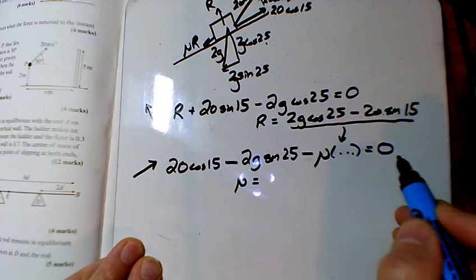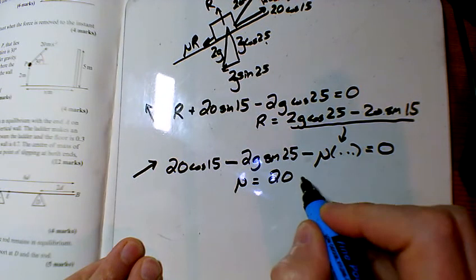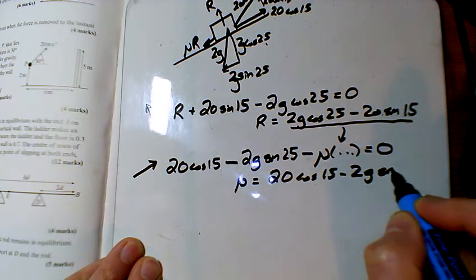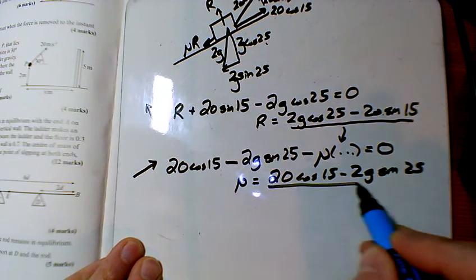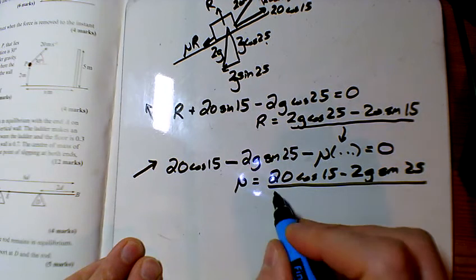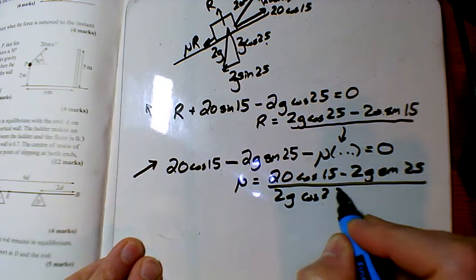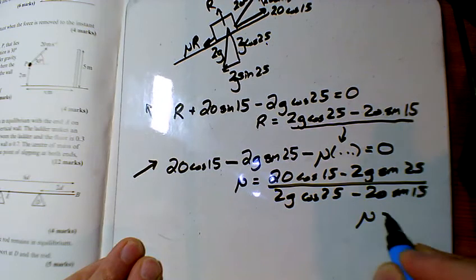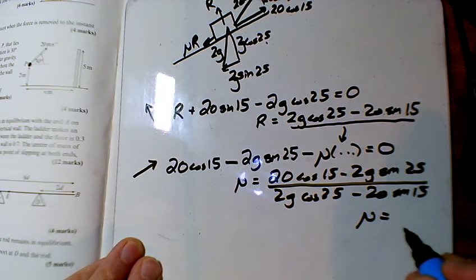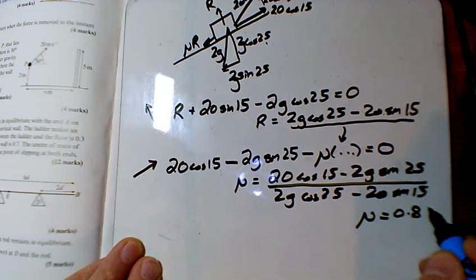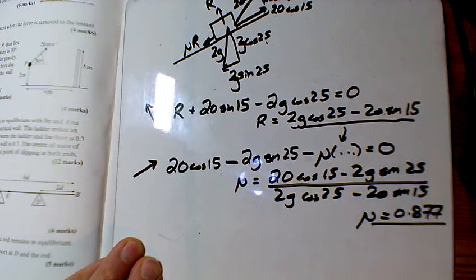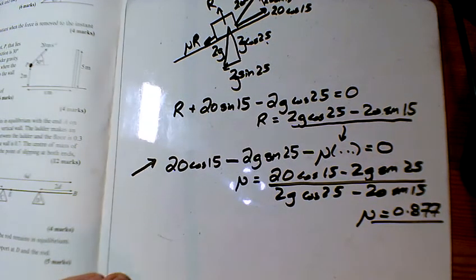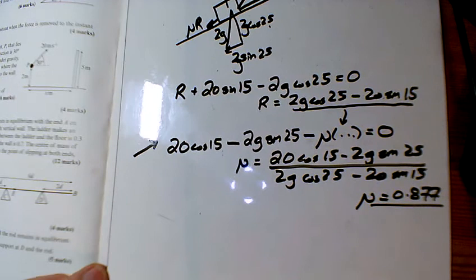If I add all of that to that side there, it would leave me with 20 cos 15 minus 2g sine 25, and I need to divide by this bit here, which was the 2g cos 25 minus the 20 sine 15. Tapping all of that in gives me 0.877. And you think that's a lot of work? Well, it was 6 marks work, but we've still got quite a bit more work to do in part B.